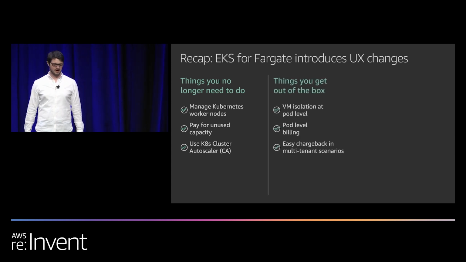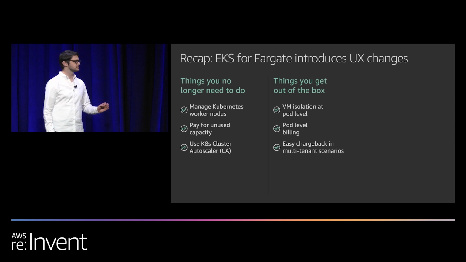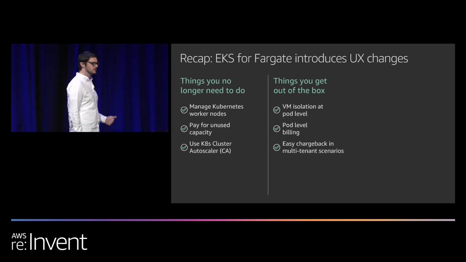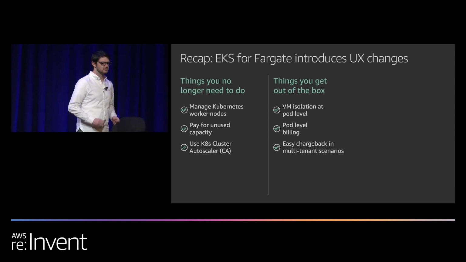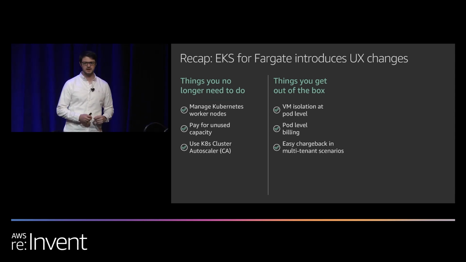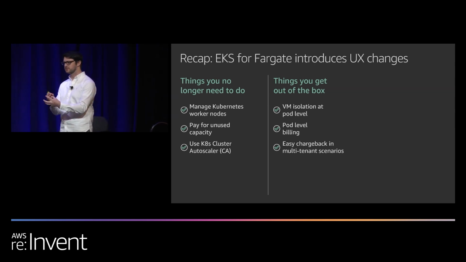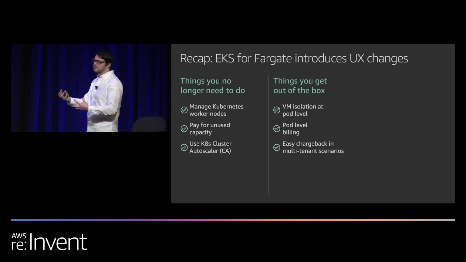Things you get out of the box: VM isolation at the pod level. Pod level billing is a really cool outcome from Fargate. There's a very challenging unsolved problem in Kubernetes, which is I have a lot of different applications and they're all sharing resources. How do I figure out what's using what and how much should I charge for it?